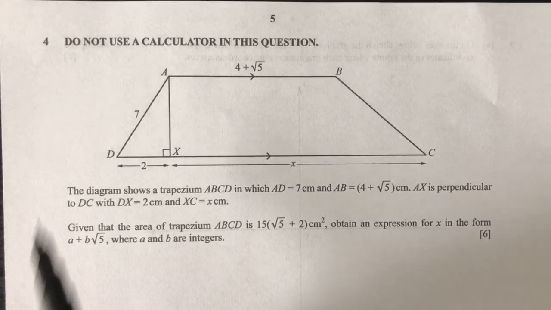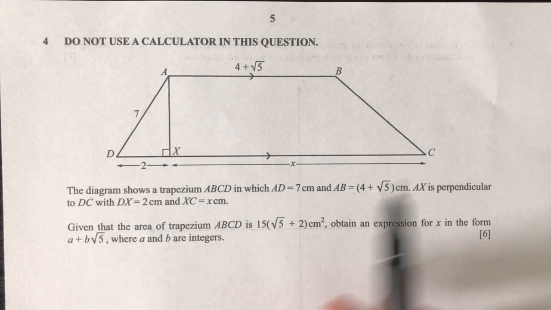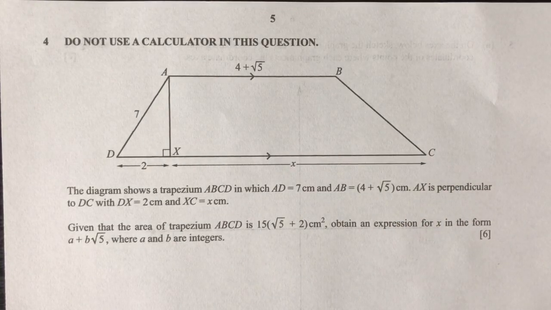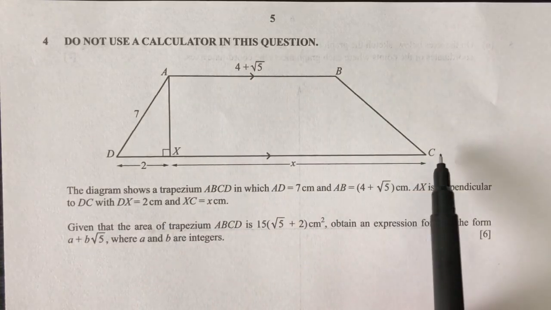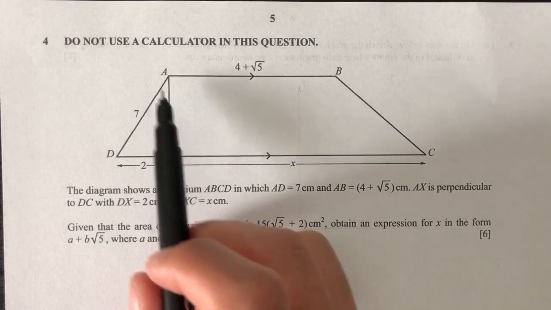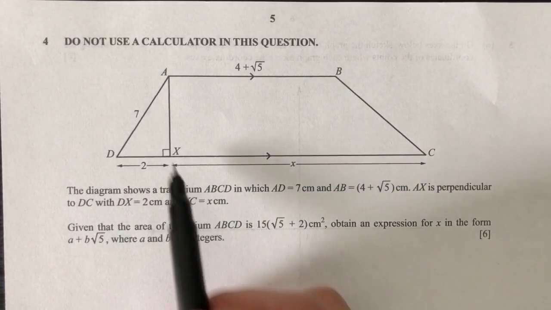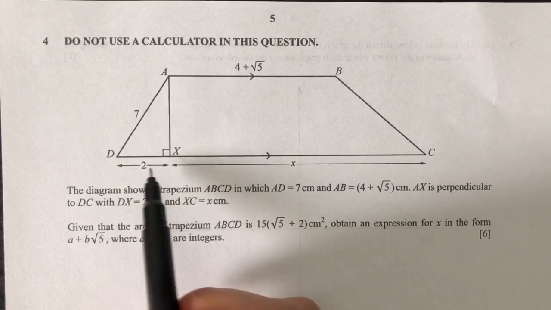Question number 4, do not use a calculator in this question. That is very important. It basically means you have to show all your working. Now, the diagram shows a trapezium ABCD, in which AD is 7. We have AB as this value, and AX is perpendicular to DC.